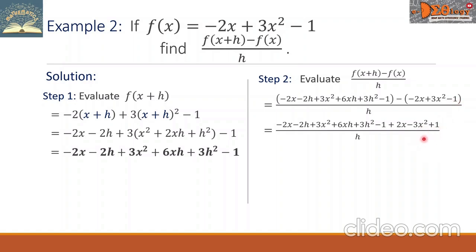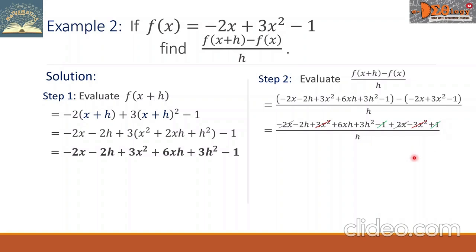Now, let's combine like terms. Look at the negative 2x. There is a positive 2x here. We can cancel it out because it becomes 0. Also, the 3x squared positive, there is a negative 3x squared here. When we combine, it becomes 0. Also, there is negative 1 here and a positive 1 on this side. So, we cancel it out because it becomes 0.